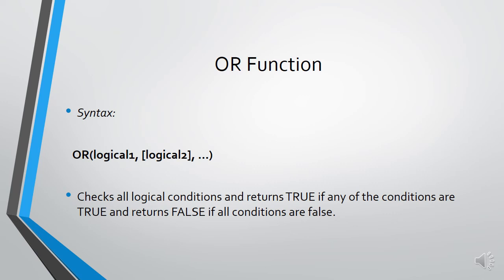The OR function, on the other hand, checks whether either of the conditions is true and returns false only if all the conditions are false. So if any one of the conditions being tested for is true, then it has to return the process which follows a true output. Otherwise, if they are false, it has to return the process which follows a false output.